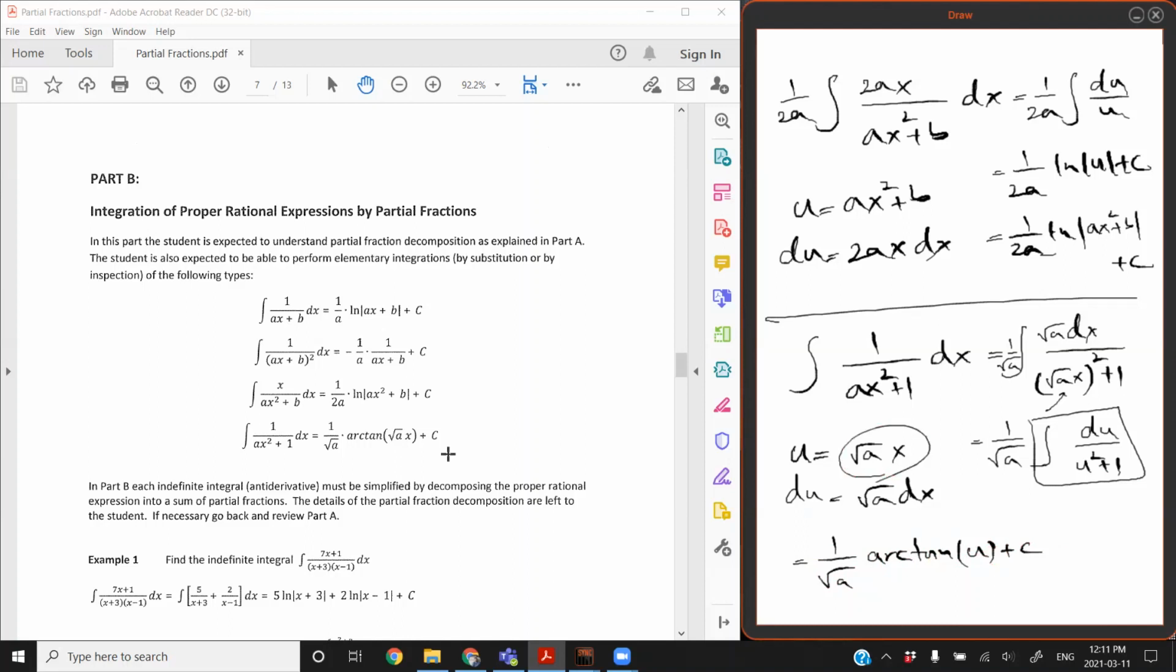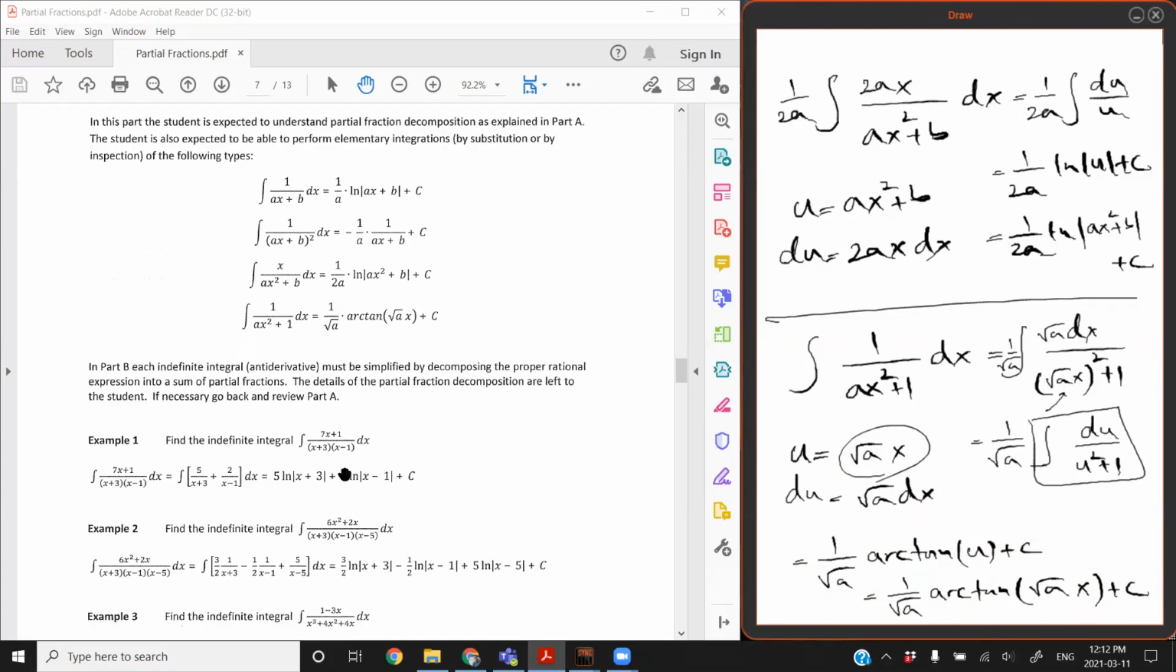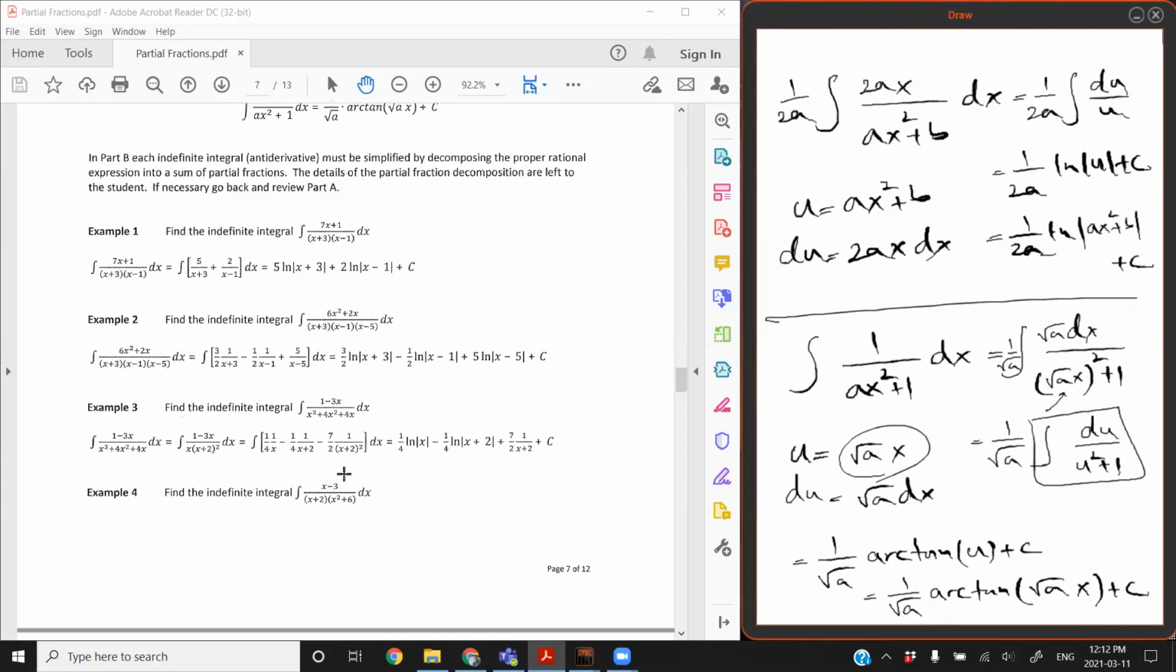Last step, I will replace u with this. So this is going to be 1 over root a arctangent of root a x plus c, as you can see here in the formula. So again, I want to emphasize, if I were you, I would not memorize any of these. I would just do a substitution, and that will give me the answer. So let's do some examples.